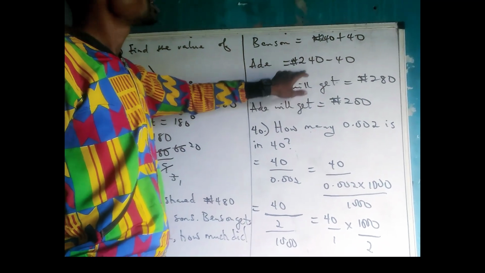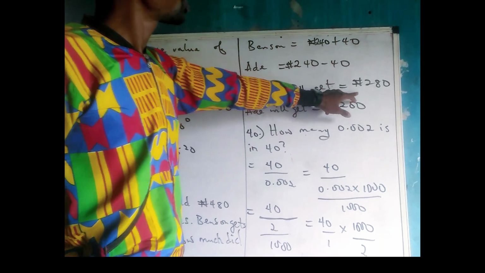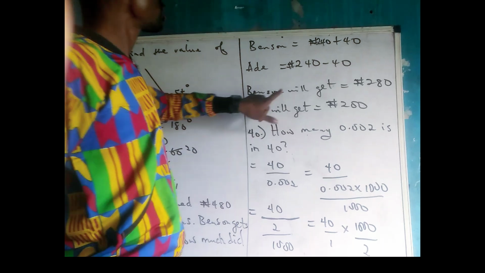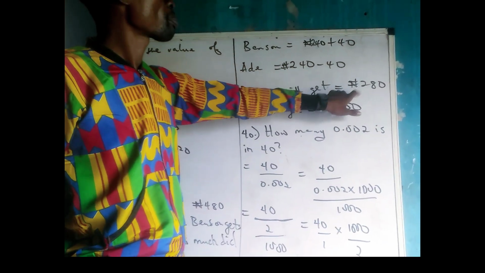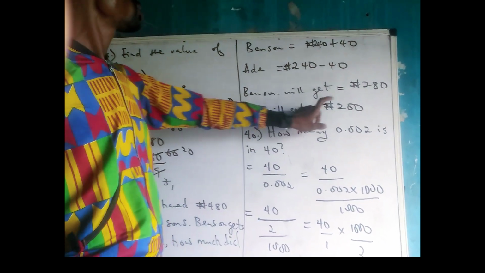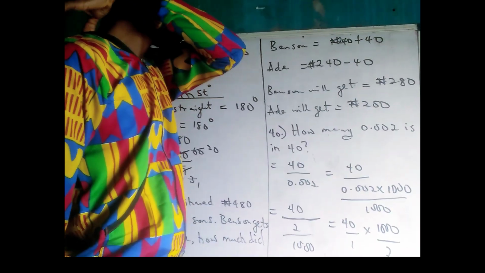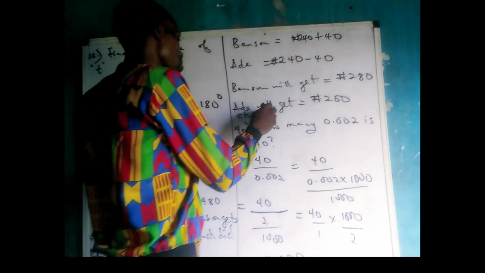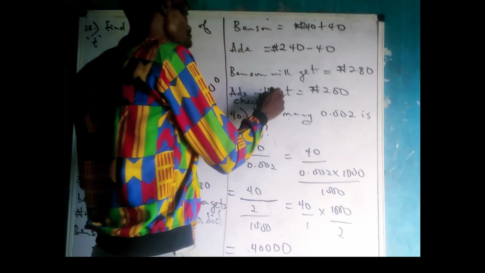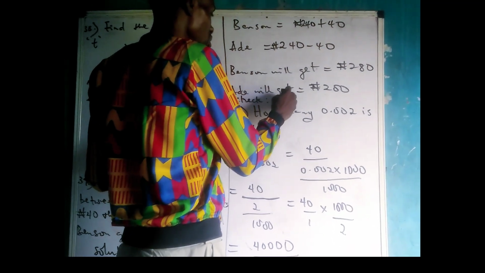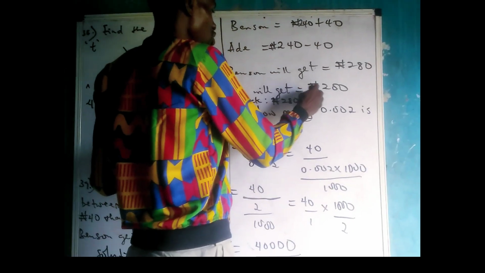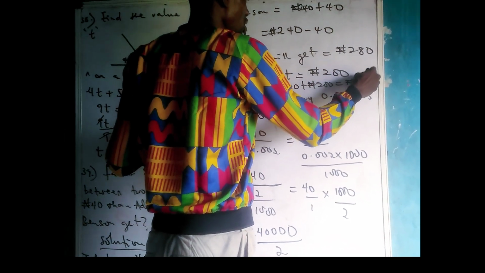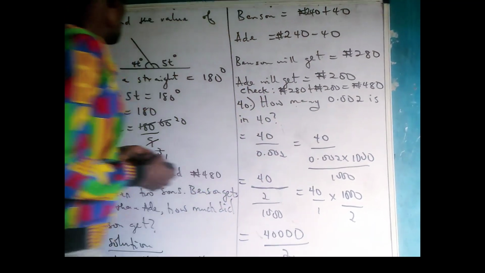You understand? Yes. So here is now 280. Why did you give me 200? So therefore, this elder son Benson will be getting 280, while the younger son will be getting 200. So if you check, 280 plus 200 is now giving me 480? Yes, sir.